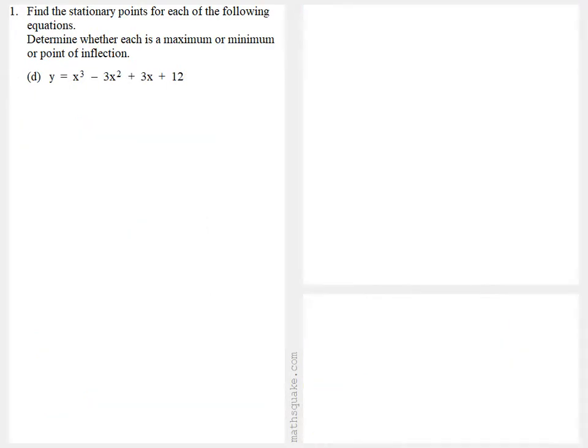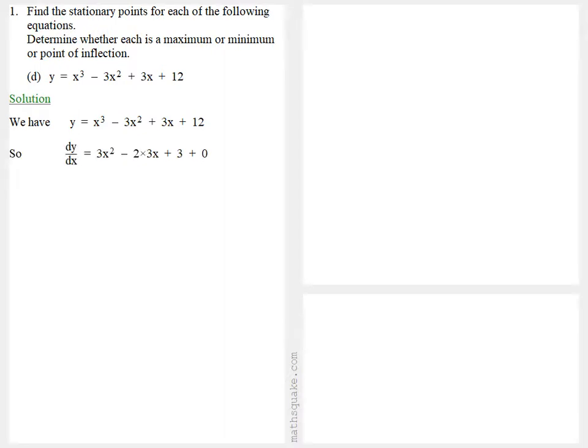Now in part D we want to find the stationary points for the equation y equals x cubed minus 3x squared plus 3x plus 12. Now to solve this we start with the original equation and then we differentiate it.